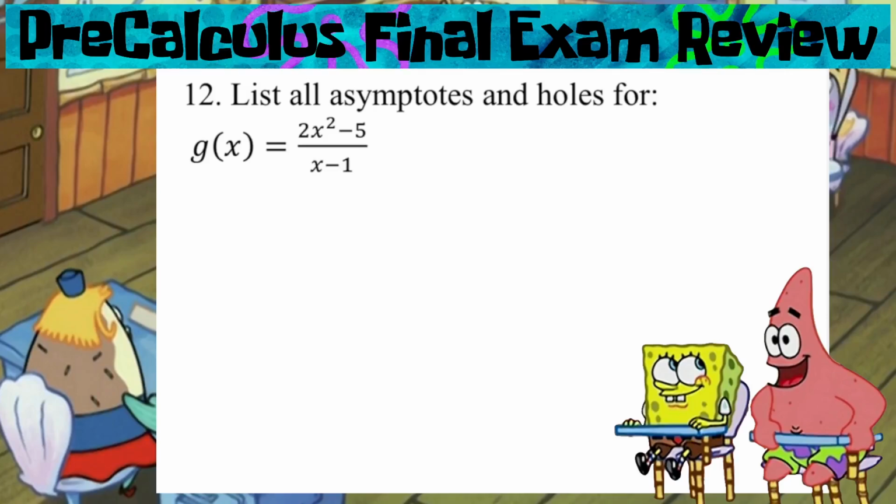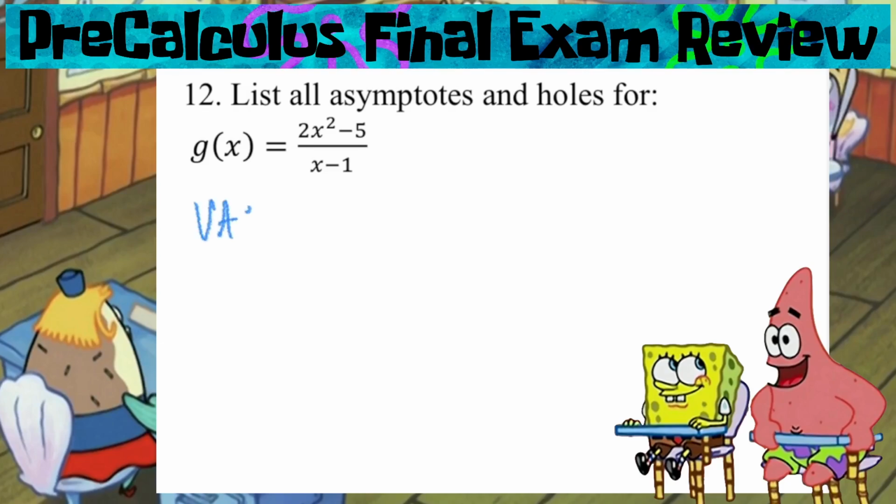Hey everybody, in this video we are looking at the 12th example on a playlist of PreCalc final exam review content. Here we have the function g of x equals (2x squared minus 5) over (x minus 1), and the directions only say to list asymptotes and holes. Knowing me, I will probably end up graphing it because I can't always help myself. If I was just doing asymptotes and holes, I'm going to try my best to just reel it in and do that.